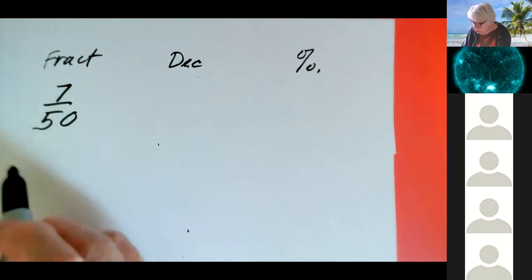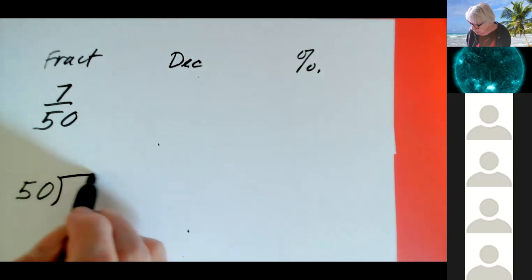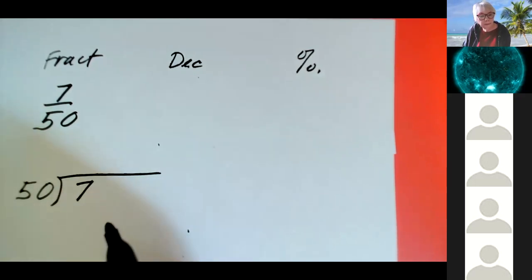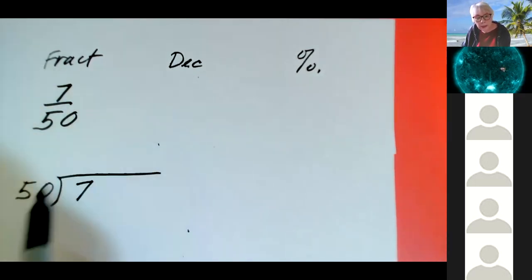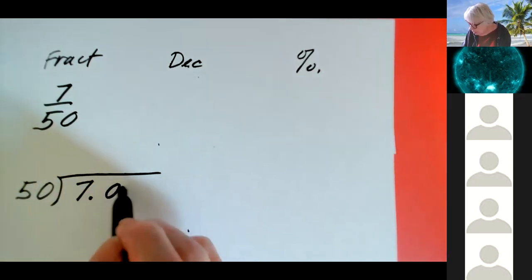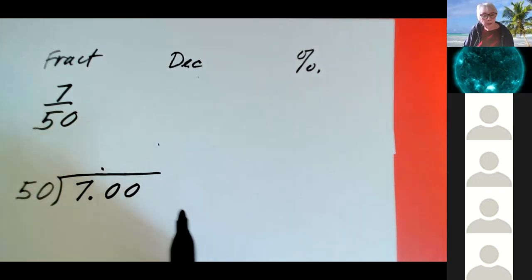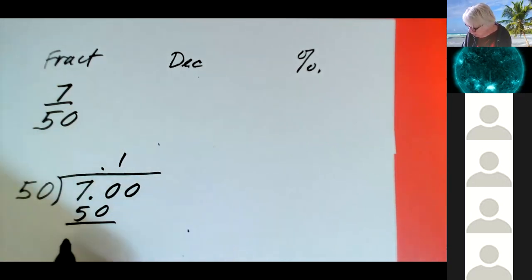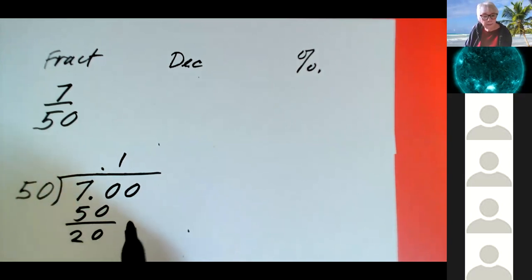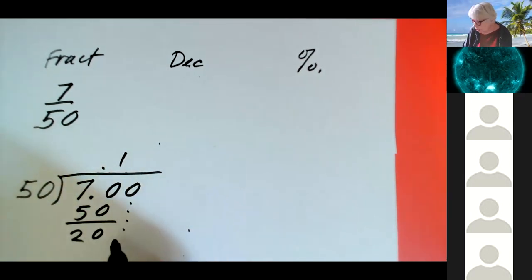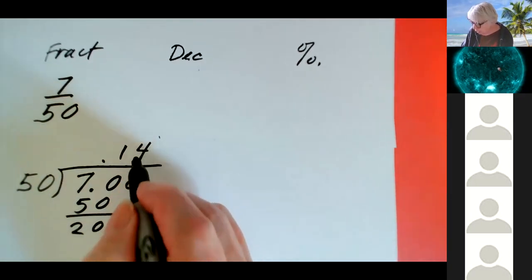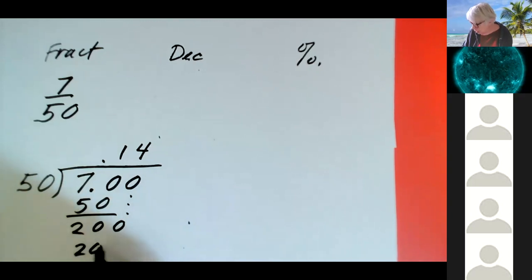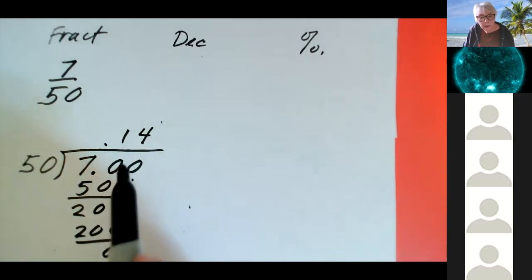7 divided by 50 is 50 into 7. So the 50 is on the outside. You're going to have to put in some zeros here and bring this up. 50 into 70 is 1. 20 left over. Bring down that 0. Oh, this worked out okay. 50 into 200 is 4. 4 times 50 is 200. When we end up with a 0, we're done.